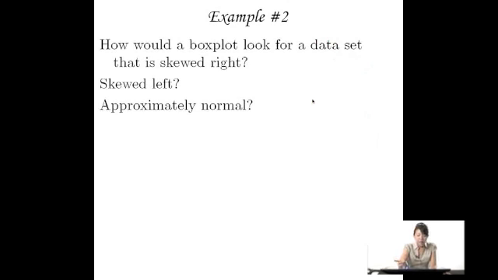So example 2, how would a boxplot look for a data set that is skewed right? Now remember, in a skewed right distribution, we have a few of these outliers that are very, very great. They're very positive, way far away from the negative side. So what would a boxplot look like? Well, for a data set that's skewed right, which I'll write in red, skewed right.